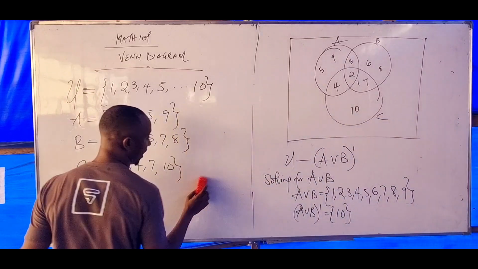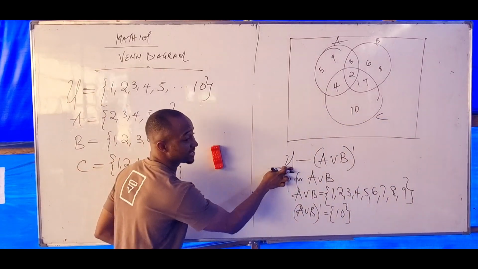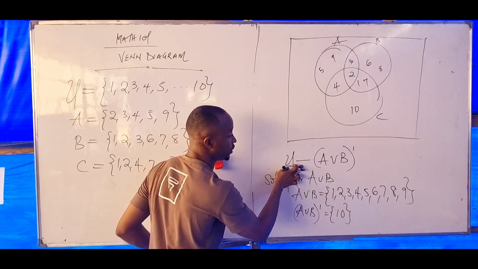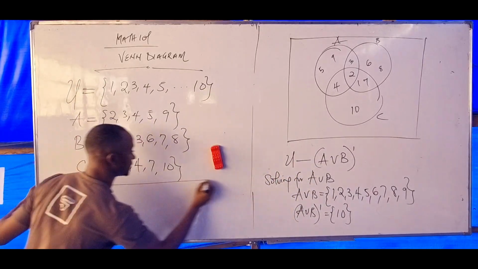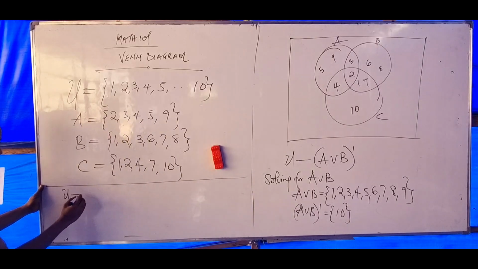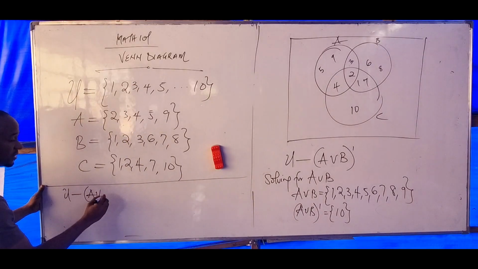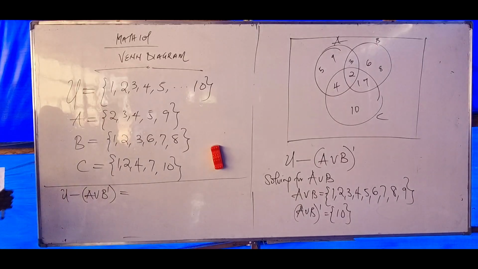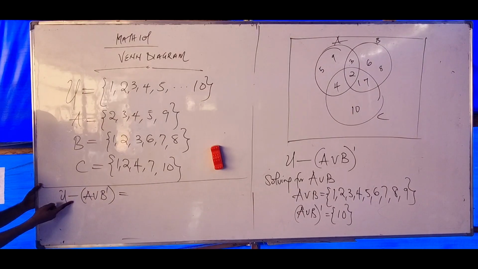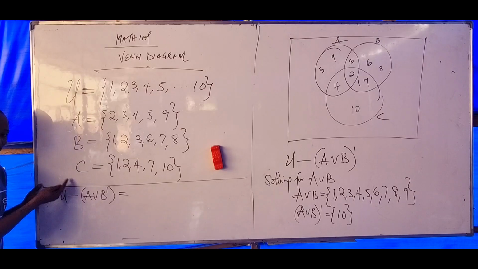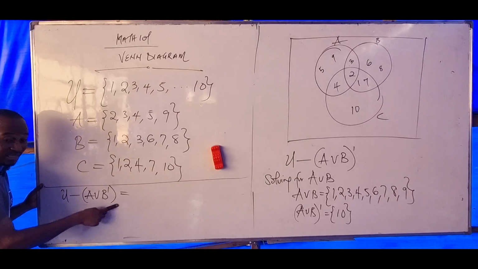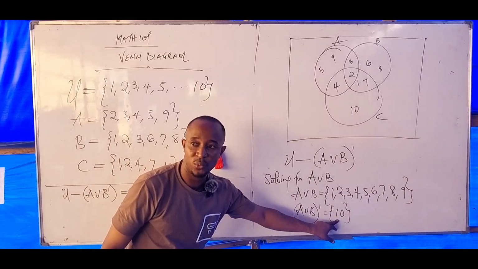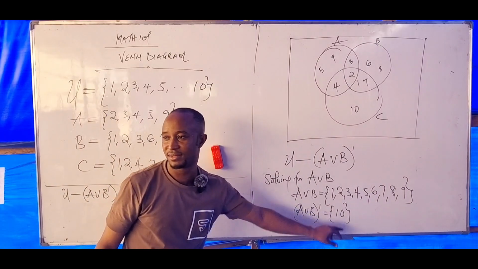Now the next is to find what? We're looking for universal set difference A union B, all prime. What does this mean? Who can tell me? Difference means element in the universal set, but not in this. Abi, element here, but not in what? This. Which are what?